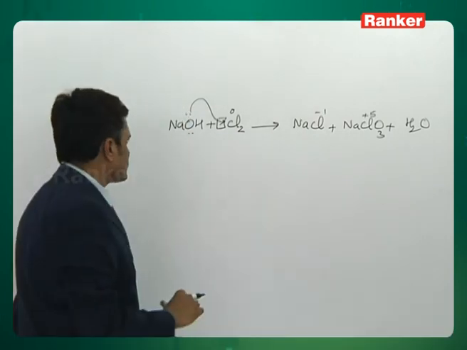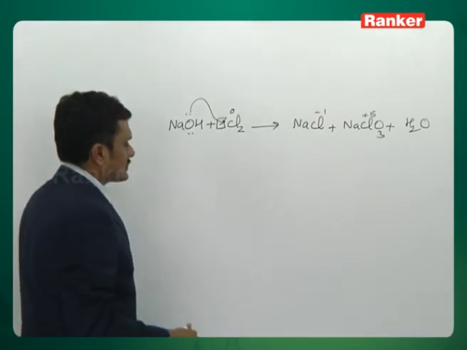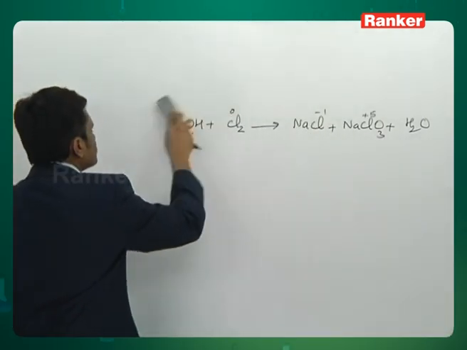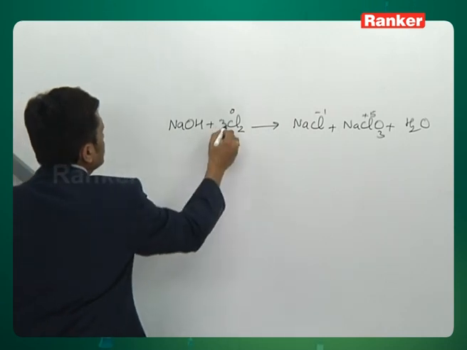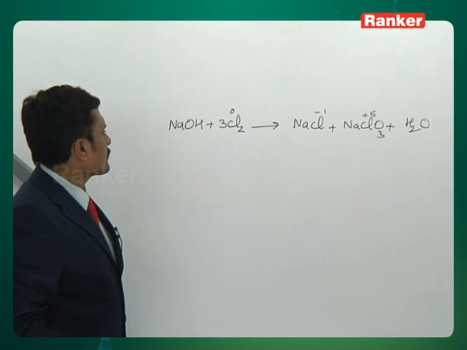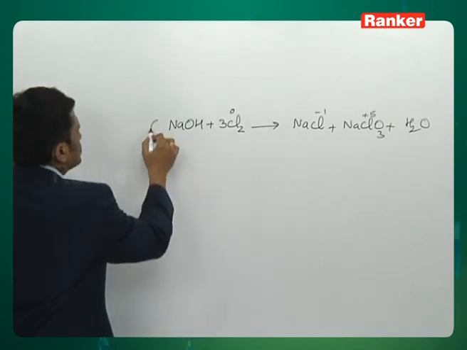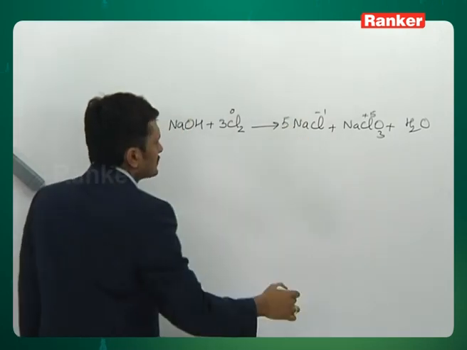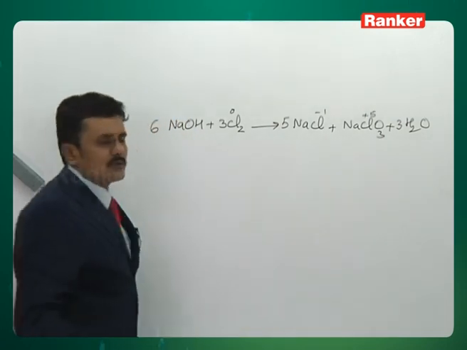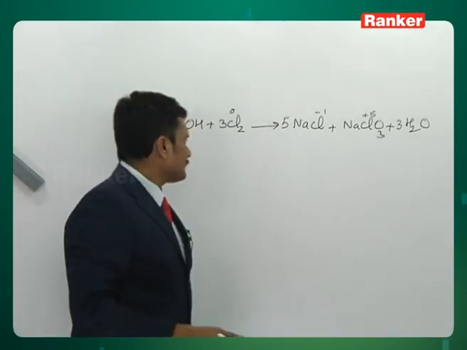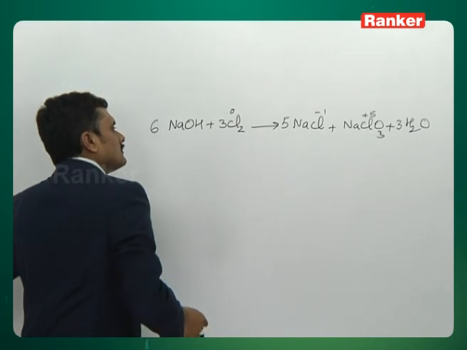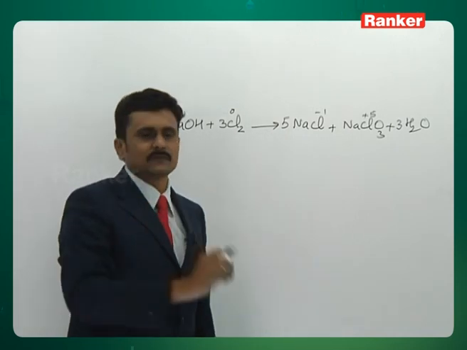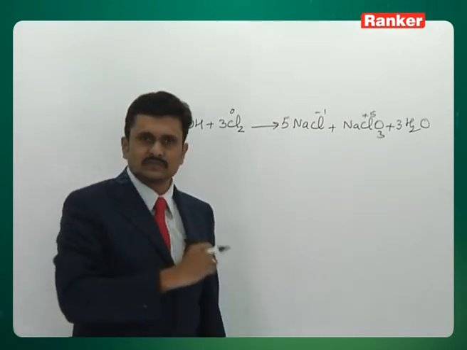So in this particular reaction, if you try to balance it, you will see that you require 3 moles of Cl2 for every 6 moles of NaOH, where 5 moles of NaCl, 1 mole of NaClO3 and 3 moles of water are formed. I am going to use the mole concept, hence I am balancing this equation. Because I had been given the weights, I thought it would be easy for me to balance this and solve it by using the mole concept.